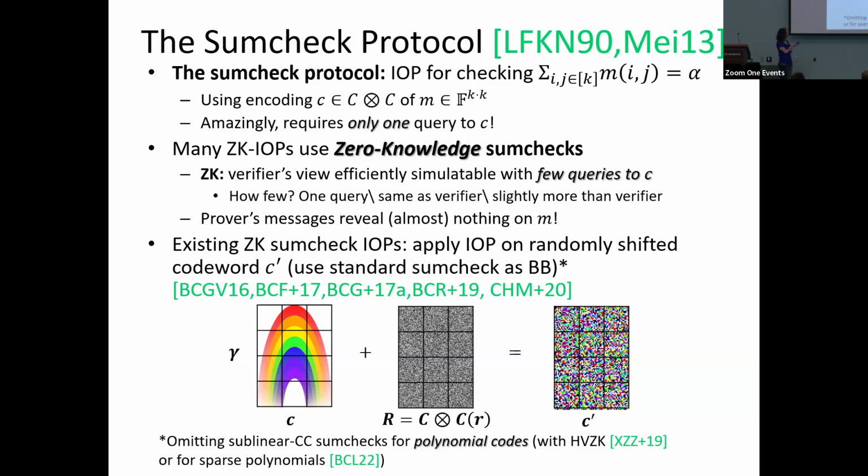And then because this masked code word is almost uniformly random, you can run standard sum check over it and not reveal any information. But the problem with this is that the first prover message is this random code word, which is as large as the code. So this would not give us sublinear communication. And if we plug this into our ZK IOPs, the total communication would be at least twice the witness length.